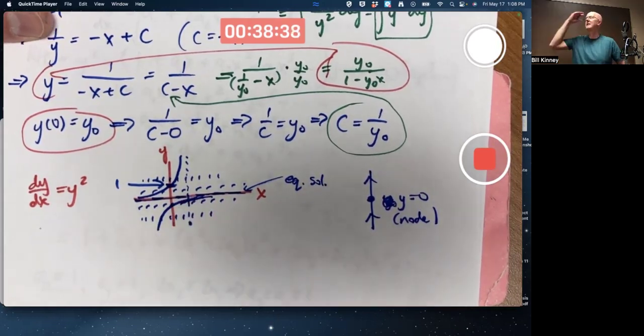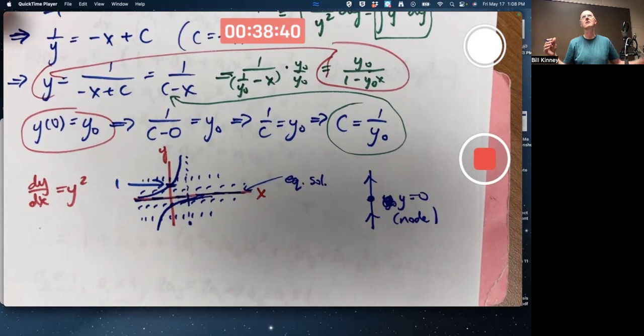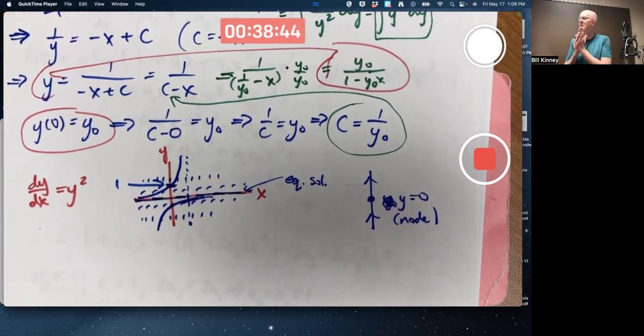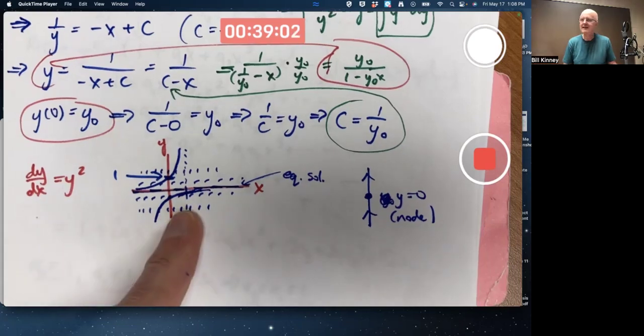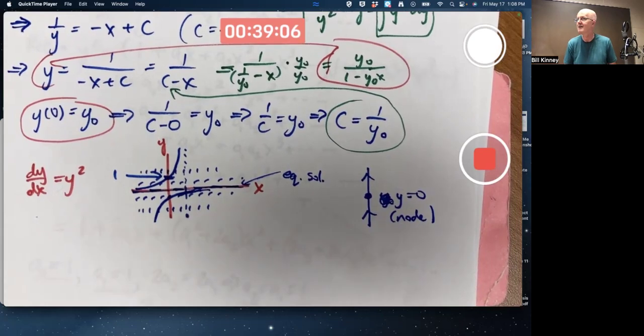Could that ever happen in real life? Could y go to infinity as x approaches some finite number? Doesn't seem like it should happen. Blows up. It's an example of what you might call a singularity, and it happens in theoretical physics, like with black holes. There are singularities. Things blow up in a finite interval, a finite amount of time if x were time.